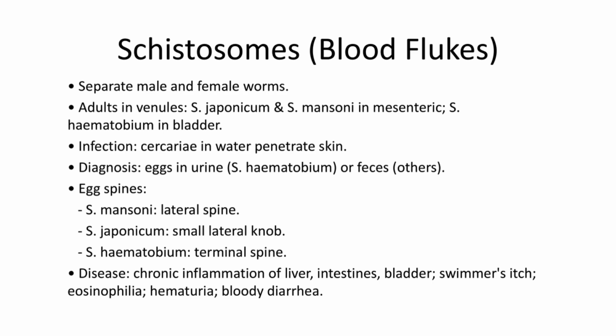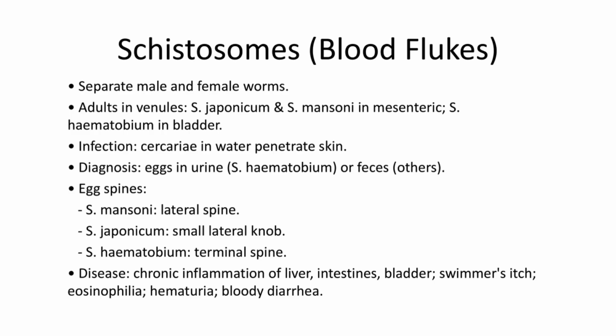The snail is the intermediate host, and humans are infected when cercariae in contaminated water directly penetrate the skin. Diagnosis is made by finding characteristic eggs in urine or feces. Schistosome eggs are differentiated by their spines. S. mansoni has a conspicuous lateral spine, S. japonicum has a small lateral knob, and S. hematobium has a terminal spine.